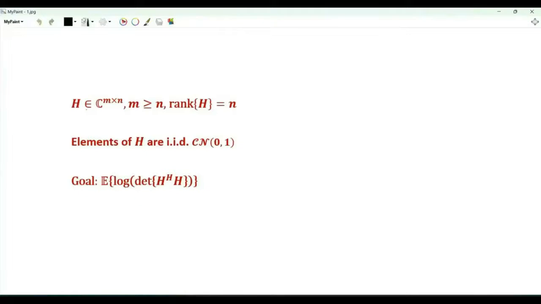Bismillah ar-Rahman ar-Rahim. Matrix H is square or skinny. It is of size m by n, m greater than or equal to n. The columns of H are linearly independent. The rank of H is n. The rank of H Hermitian H is n.